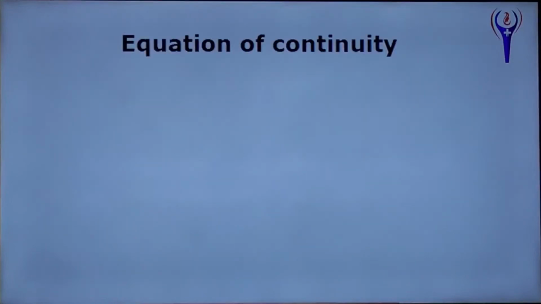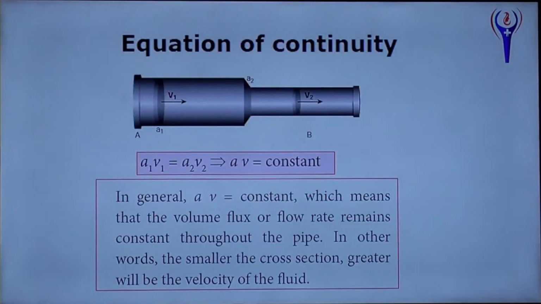And this is the equation of continuity diagram, that is A1 V1 equal to A2 V2, or AV is constant. AV is constant, which means that the volume flux or flow rate remains constant throughout the pipe, or the smaller the cross section, the greater will be the velocity. If the area of cross section A2 is small, then velocity will be greater. So V2 is greater than V1.